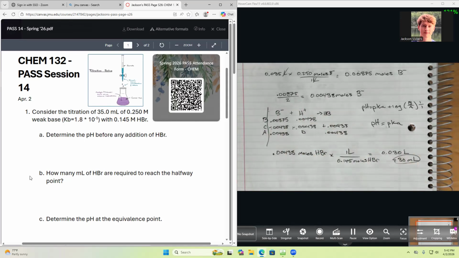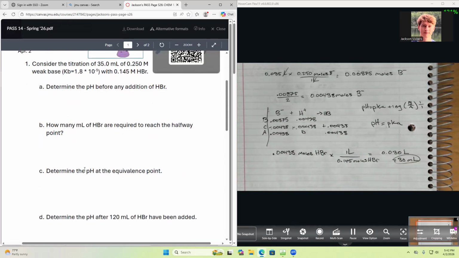If any of this is confusing, I'm happy to talk more about it. But let's go to the next one. This is a problem where we're determining pH, and we're doing it at the equivalence point. Does somebody want to define what the equivalence point is?